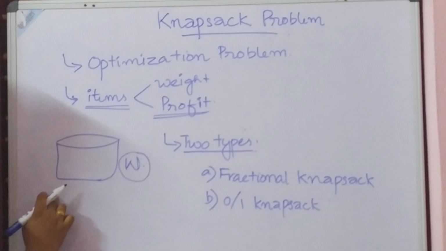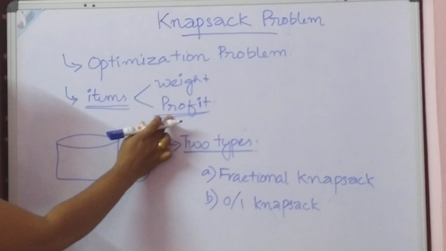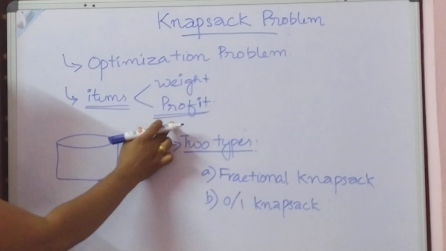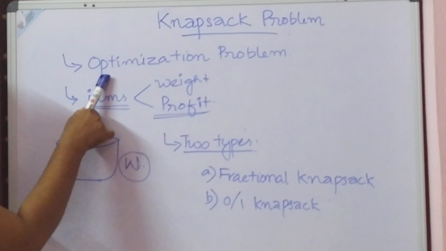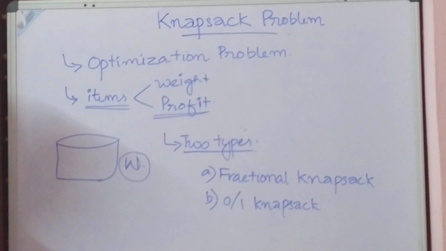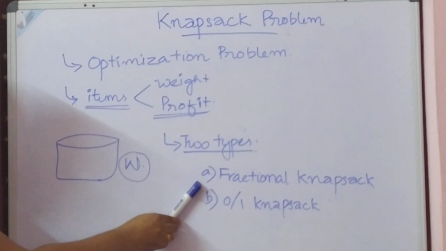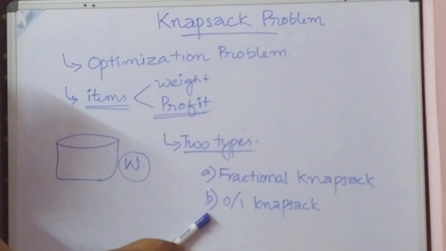That is, the aim is to maximize the profit. That is, to maximize, we have to obtain the maximum result. Therefore, this is a maximization problem, that is an optimization problem. Two variants of the knapsack problem are there: fractional knapsack problem and 0-1 knapsack problem.